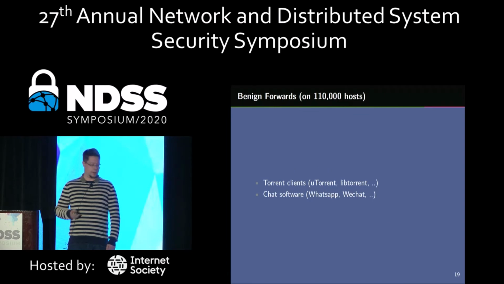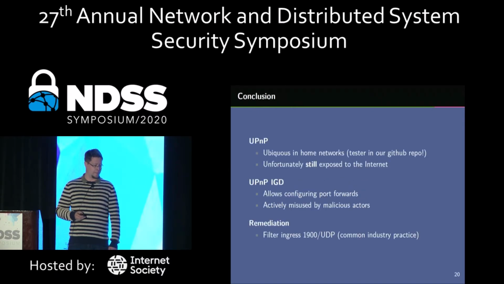And the last one are the benign forwards. So these are chat software, such as WhatsApp or torrent clients. So to conclude, UPnP is everywhere. It shouldn't be accessible to the internet. And we showed how Internet Gateway Device allows control of port forwards and is actively misused.